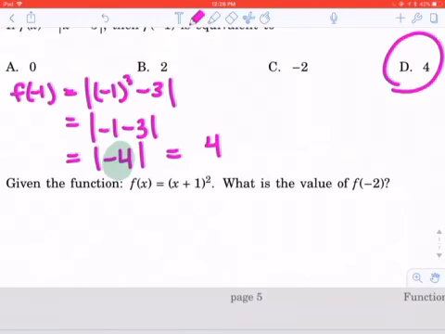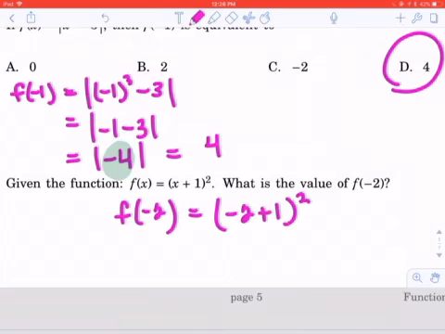Number 11. Again, be very careful when substituting negative numbers in when you have exponents. So f of -2 is -2 plus 1 squared. -2 plus 1 is -1, and -1 squared is +1.